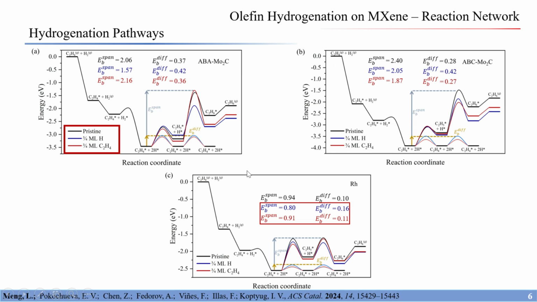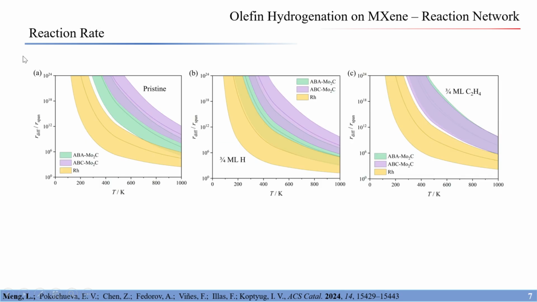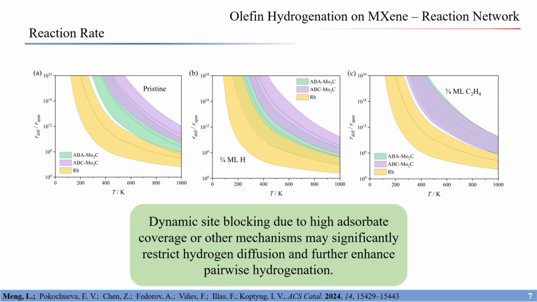So these results indicate that the surface coverage effectively reduces the hydrogenation reaction energy barriers and increases the hydrogen diffusion energy barriers. And then the ratio of the hydrogen diffusion rate to the hydrogenation reaction rate indicates that pairwise is not favorable. But the percent of the pairwise for rhodium is always higher than that of the molybdenum carbide. So we conclude that the dynamic site blocking due to high adsorbate coverage or other mechanisms may significantly restrict the hydrogen diffusion and further enhance the pairwise hydrogenation.